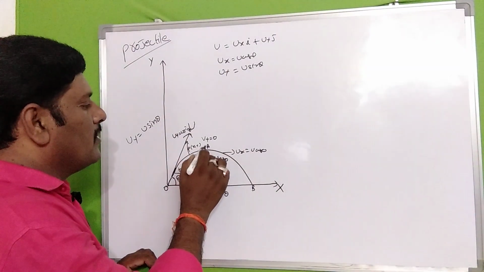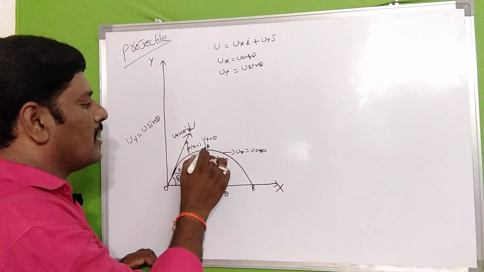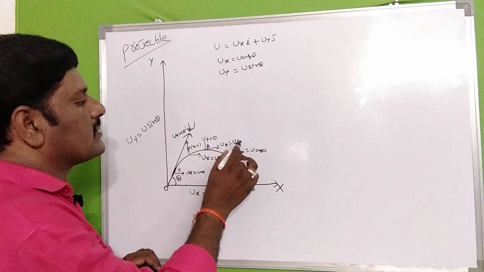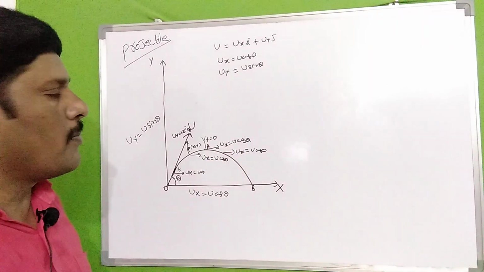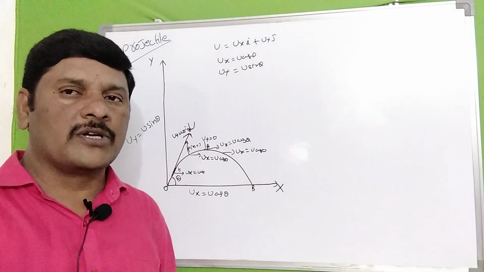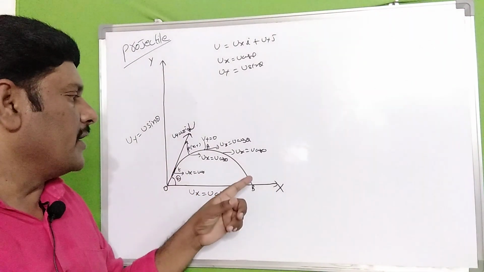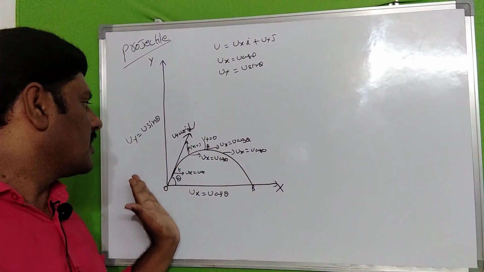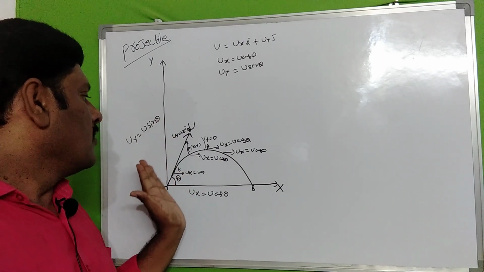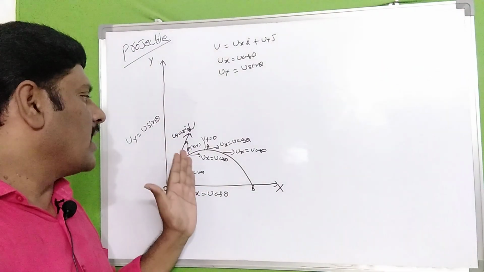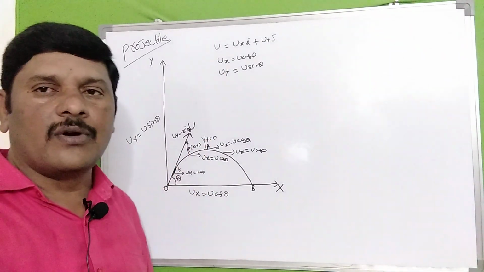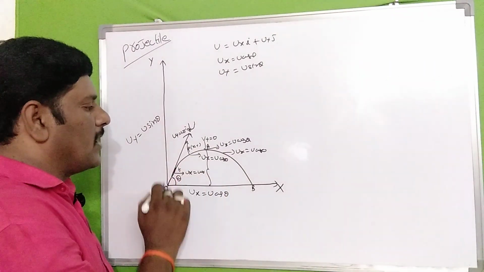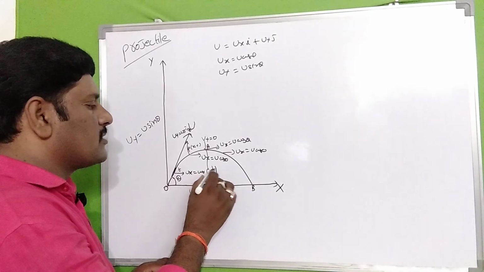So at point A, the vertical component Vy equals 0, but in the horizontal direction ux equals u cos theta. Only the vertical component is 0, but the horizontal component is not equal to 0. At any point, the horizontal velocity is constant, but in vertically upward motion the velocity goes on decreasing and finally reaches the final velocity v equal to 0. Where the final velocity is 0, from that point to the point of projection, that ground level, is known as the maximum height.